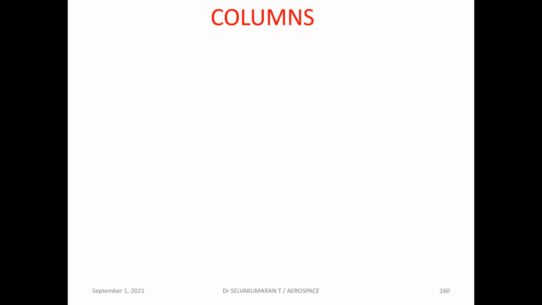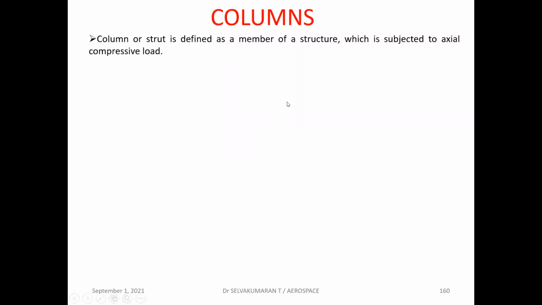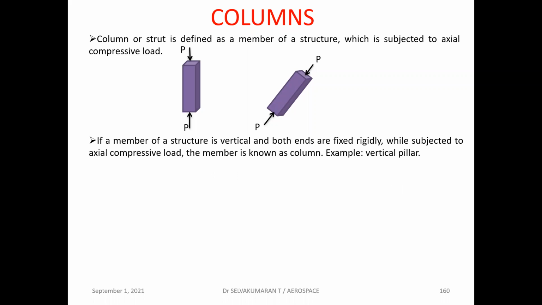Let us see columns. A column or a strut is defined as a member of a structure which is subjected to an axial compressive load. When a structure is vertical and subjected to an axial compressive load, we call it a column. When the structure is inclined at some position other than 90 degrees, we call it a strut. This we need to remember.